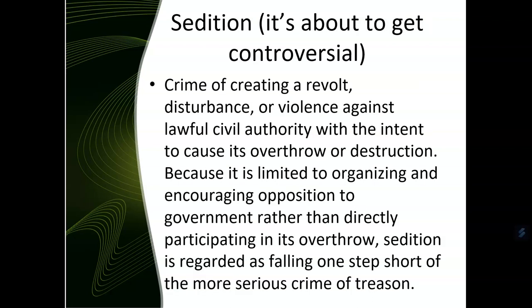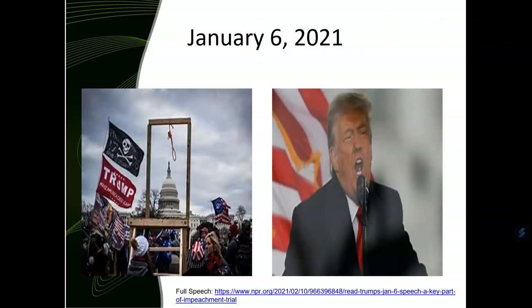Okay, sedition. I get this is controversial, but sedition is the crime of creating a revolt, disturbance, or violence against lawful civil authority with the intent to cause its overthrow or destruction. So I think one's fairly obvious. What happened on January 6th, 2021?